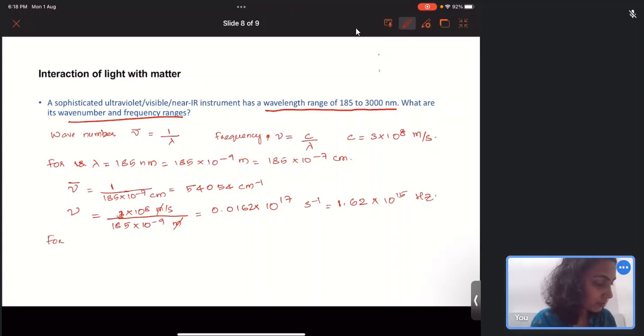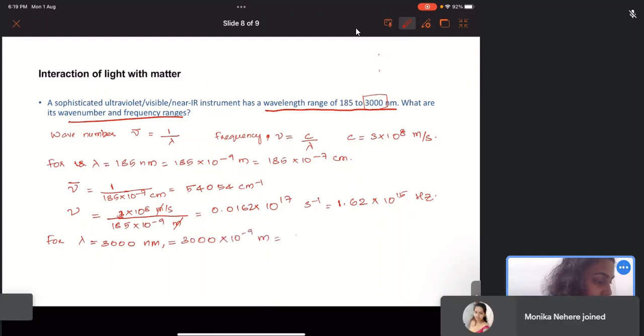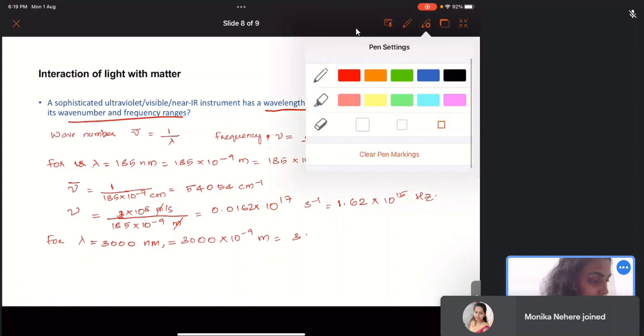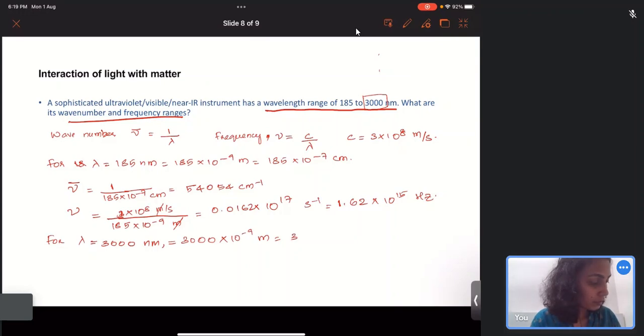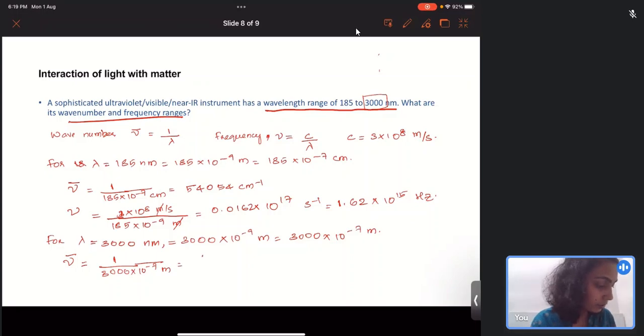So if you look at the wavelength 3000 nanometer, for lambda equal to 3000 nanometer, which is 3000 into 10 to the power minus 9 meter, or 3000 into 10 to the power minus 7 centimeter. Nu bar is given by 1 divided by 3000 into 10 to the power minus 7 centimeter. This can be written as 1 divided by 3 into 10 to the power minus 4. This is in centimeters, sorry. When you do the math, you will get 3333 centimeter inverse.